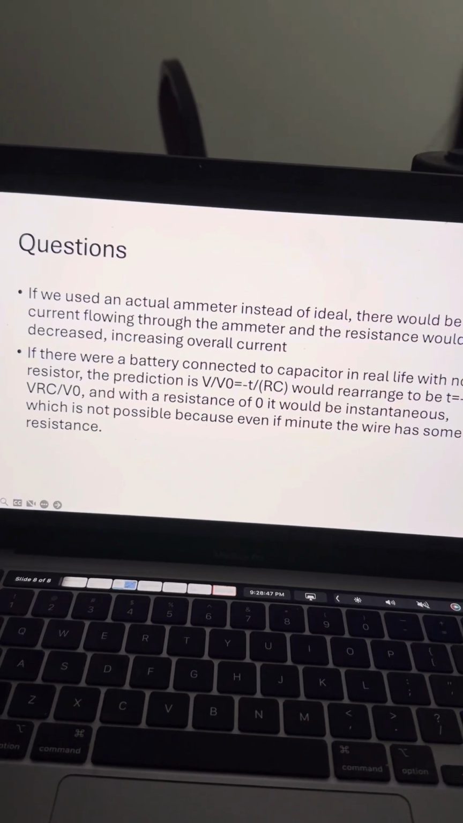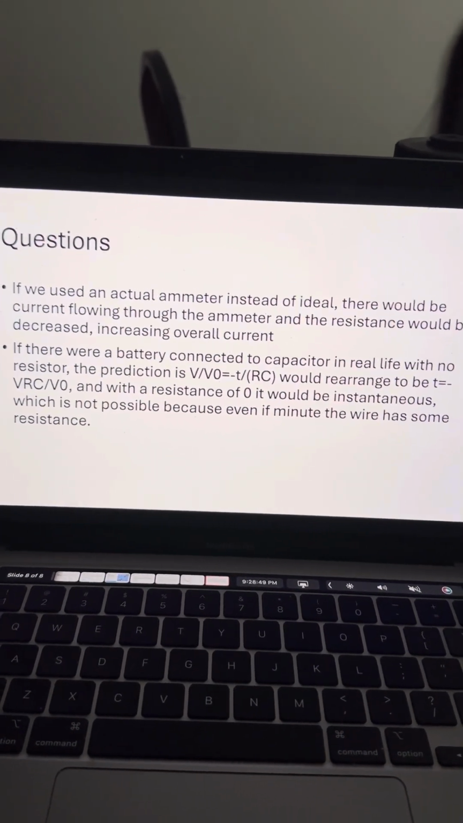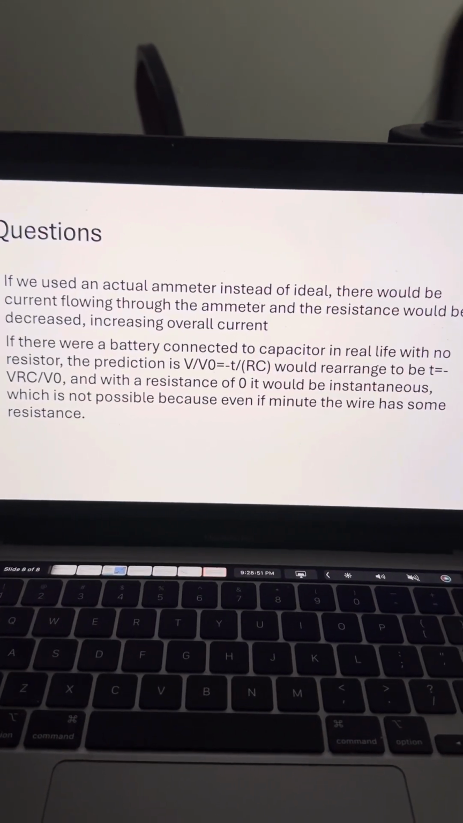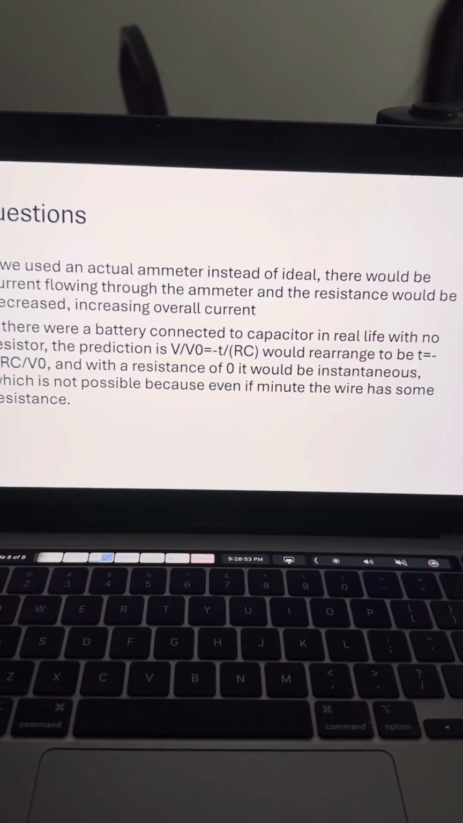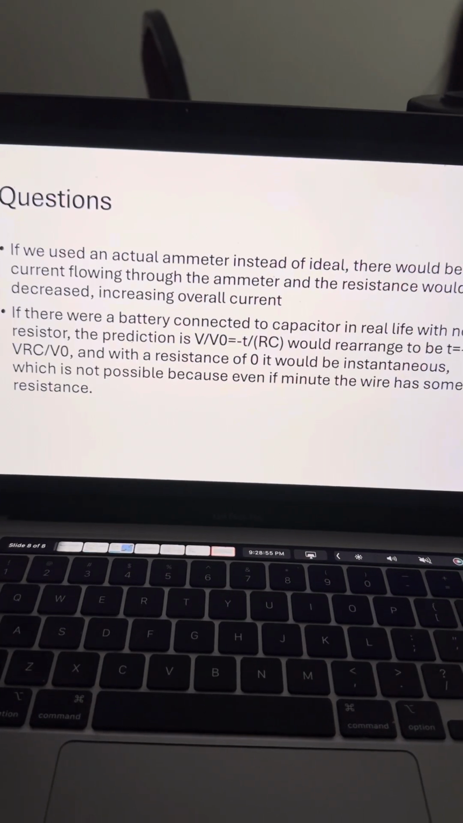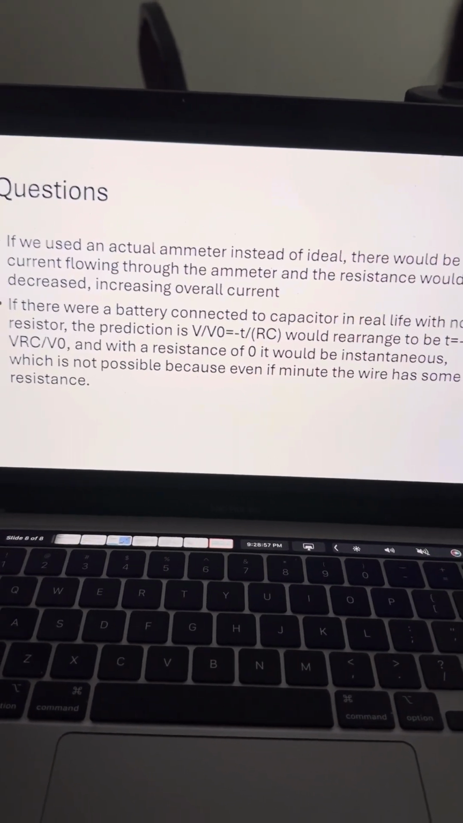And if we had used an actual ammeter instead of an ideal one, there would be current flowing through the ammeter and resistance would be decreased, increasing the overall current of the system.